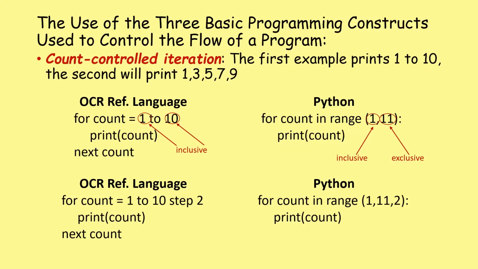The second set of examples uses stepping, so that we can go 1, 3, 5, 7, 9 by using steps of 2. In the OCR reference language, we just say for count equals 1 to 10, and then we add step 2 to the end. In Python, we add a third number. So it's for count in range 1, 11, 2. The 1 is the start condition, inclusive. The second number is the end condition, which is exclusive. And the third number is the step. So steps of 2: 1, 3, 5, 7, 9.